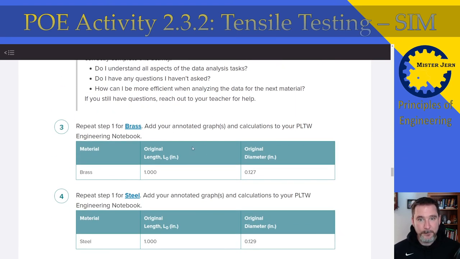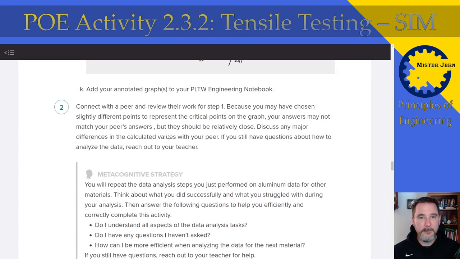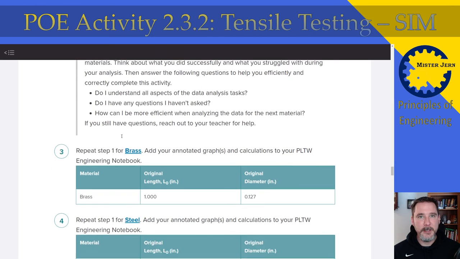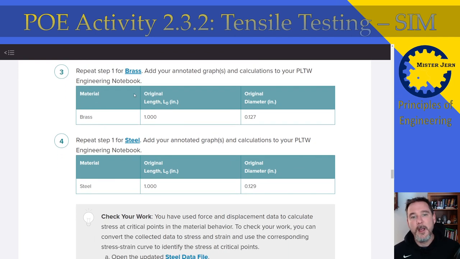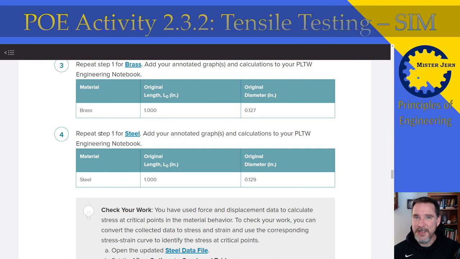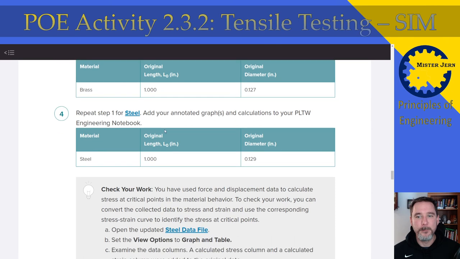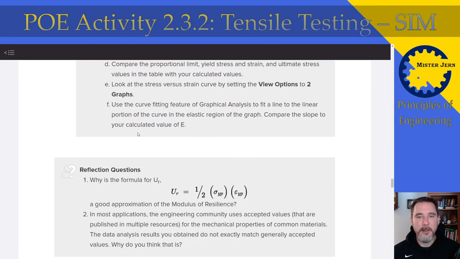Step three is to repeat all of that, all the way through A, B, C, D, E, F, G, H, I, J, K for brass. It's going to tell you the original length is going to be 1 inch again, 1.000. And here's the original diameter of the brass piece. Here's a data file. Download it, open it up in the Vernier Graphical Analysis. So you're going to have A through K for that one. Another graph, all that stuff. Step four, A through K for steel in this case. Same idea. Check your work. You can read all that.